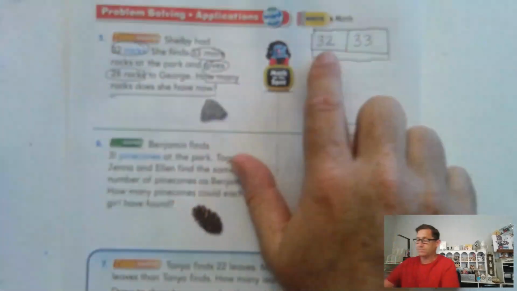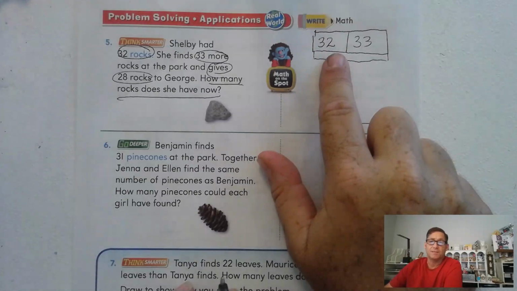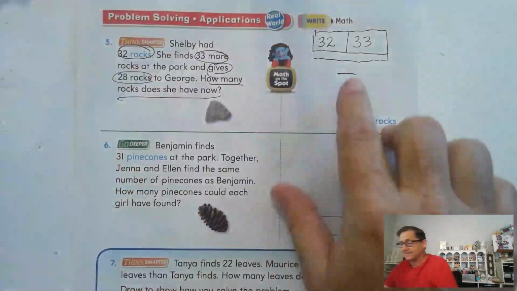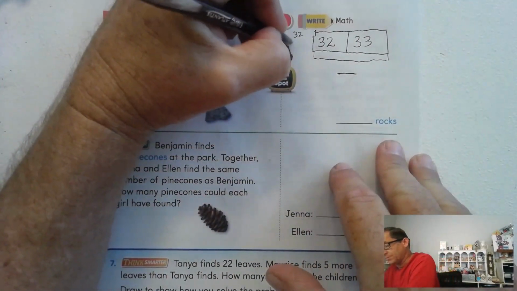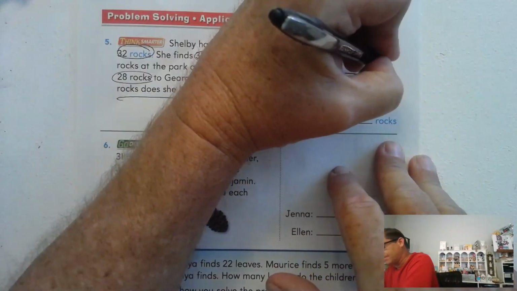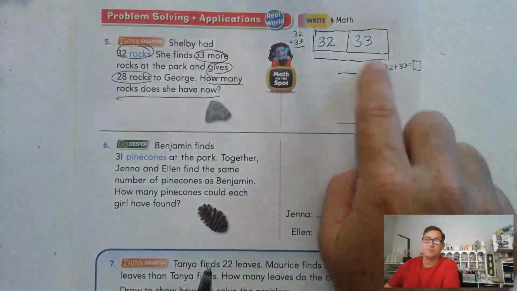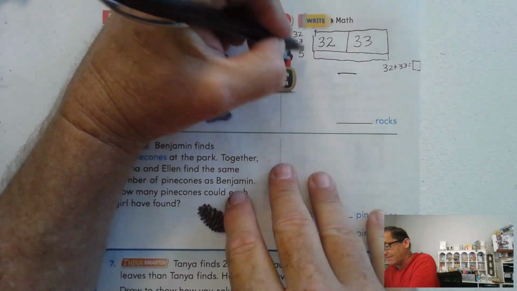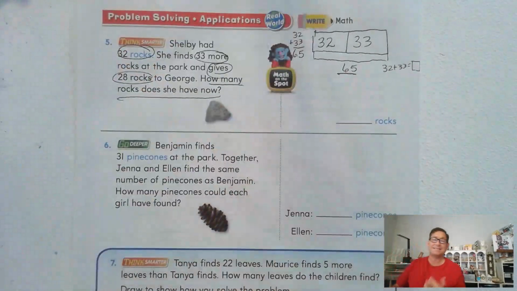Okay, so she had 32 rocks. She found 33 more. So combined, that should tell me how many rocks she has now. So 32 plus 33. So this would be the number sentence that the bar model shows. So let's stack it. 3 and 2 is 5. And 3 tens plus 3 tens is 6 tens. Okay, so she has 65.